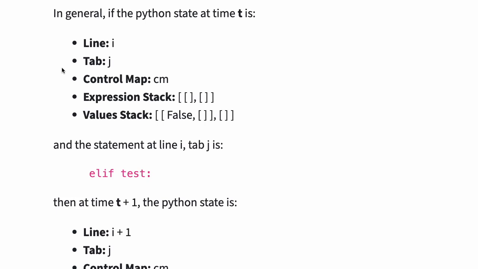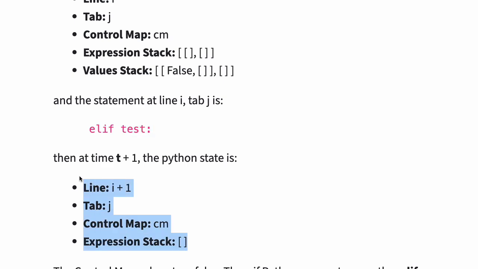In general, if the Python state at time t is as follows, where line is i, tab is j, the control map is cm, the expression stack contains an empty stack, and the value stack contains false, and the statement at line i, tab j is an elif statement, then at time t plus 1, the Python state is as follows. Line is increased by 1, tab remains j, and the control map remains cm. The control map value stays false.